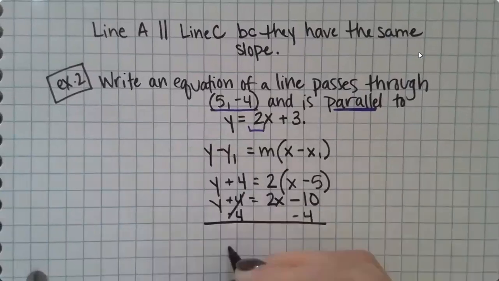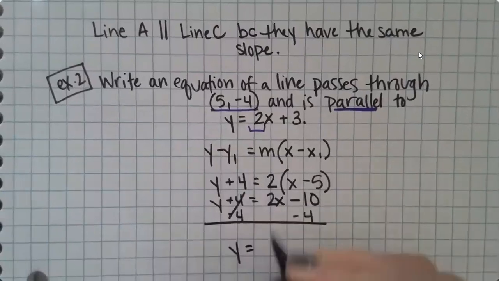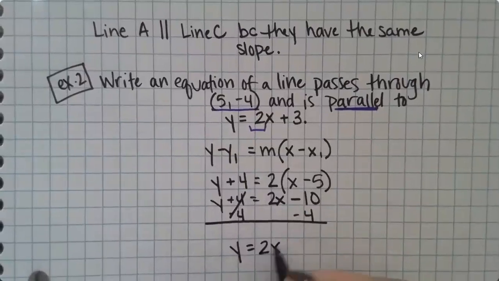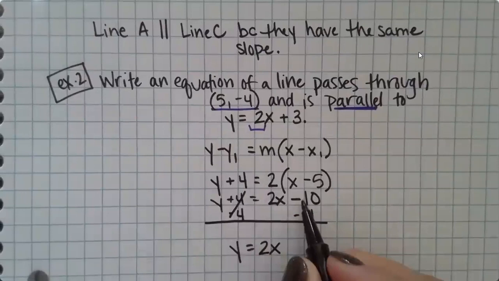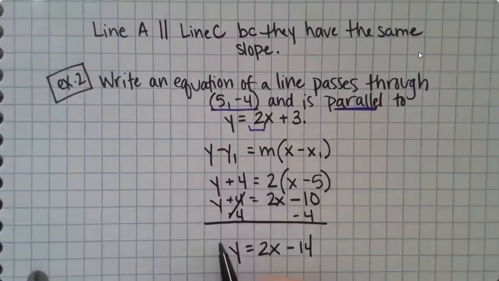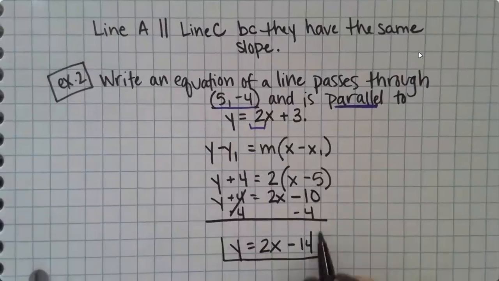So the equation of the line that passes through the point (5, negative 4) and has a slope of 2, when we simplify, is y equals 2x minus 14.